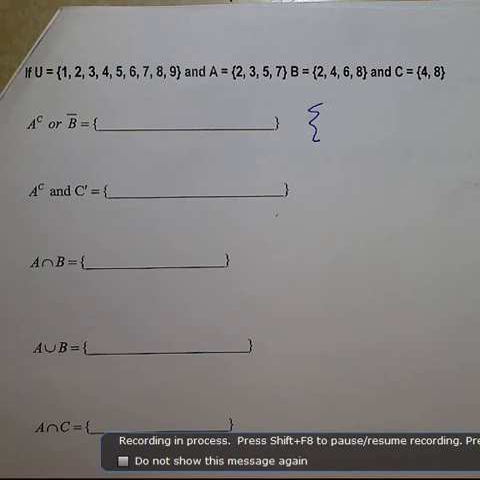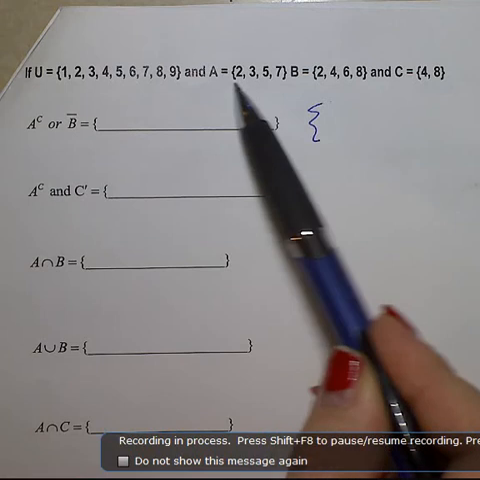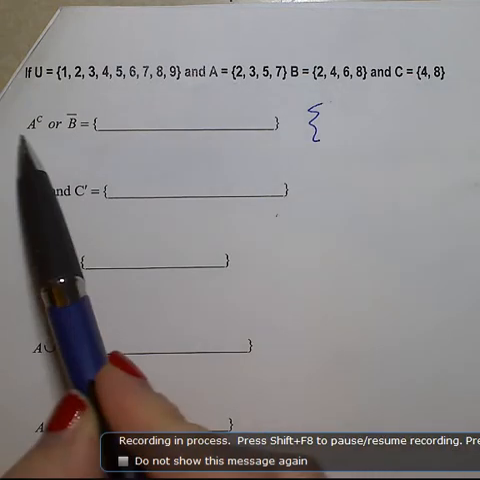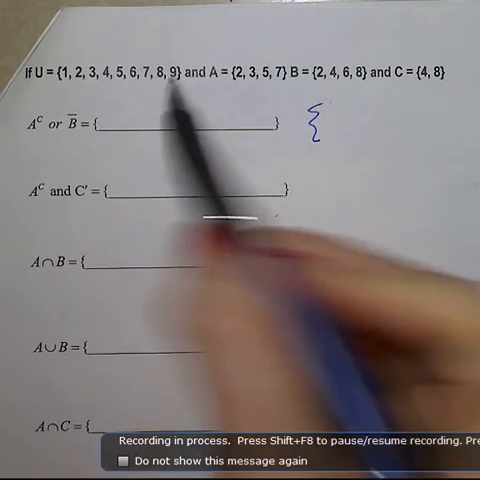Okay, it states that the union set for this problem is 1 through 9. It shows you what sets A, B, and C are. So we're going to start with what is the complement of A. That means everything in the union after taking out A.